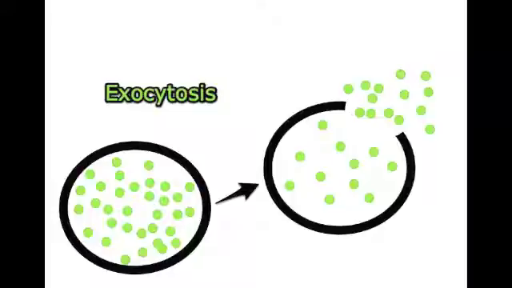Exocytosis, as the word literally means going out, in the word root exo, is the movement of substances exiting the cell. Specifically, it is transferred by the diffusion of the vesicle and the membrane.